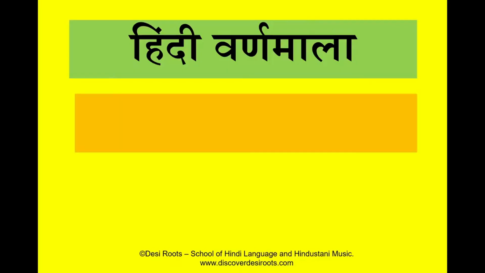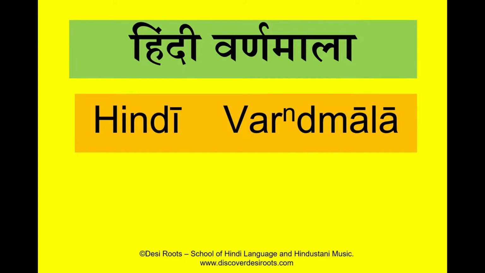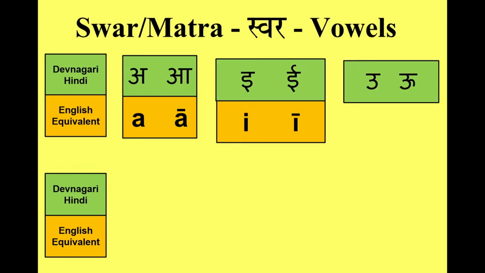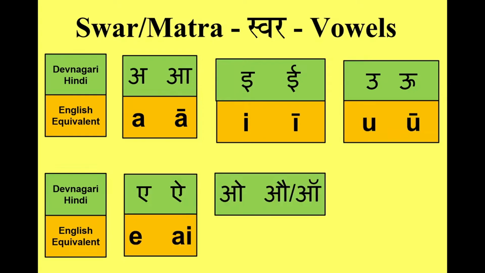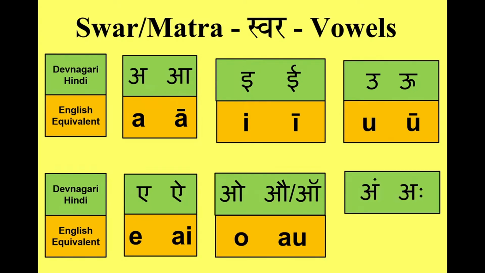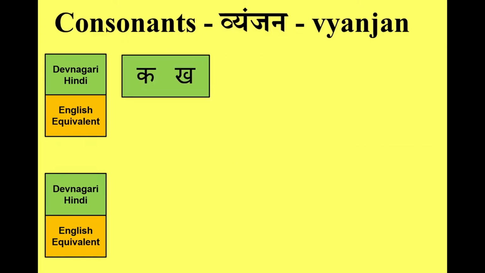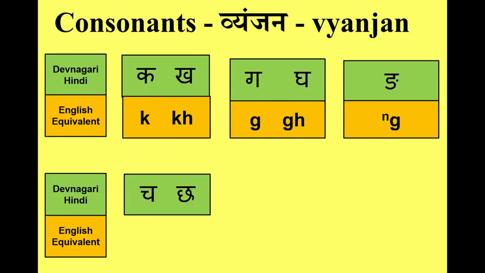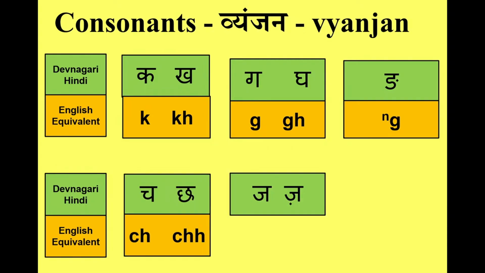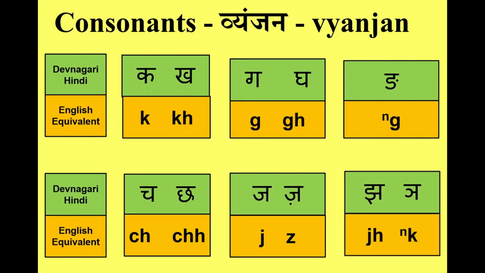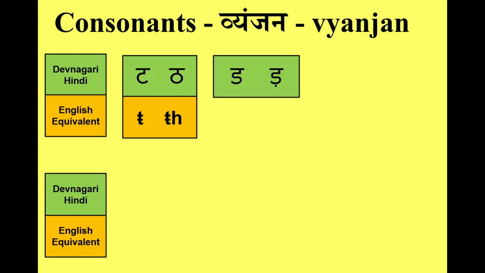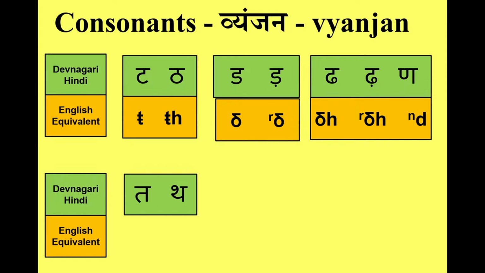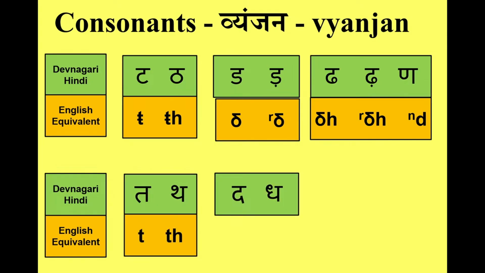Okay, so Kavina, keep on saying it, you know what to say. Go ahead. Varnamala. Okay. A, aa, i, ee, u, oo, e, ai, o, au, a. Ka, kha, ga, gha, nga. Cha, chha, ja, jha. Very good. Tha, tha, da, dha, na.